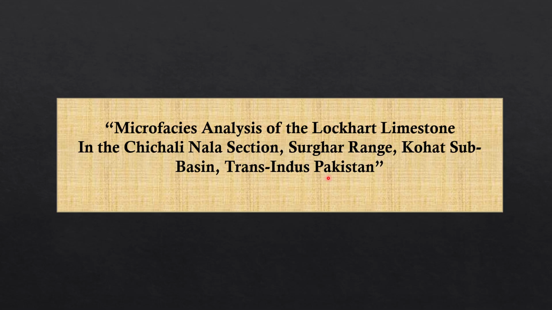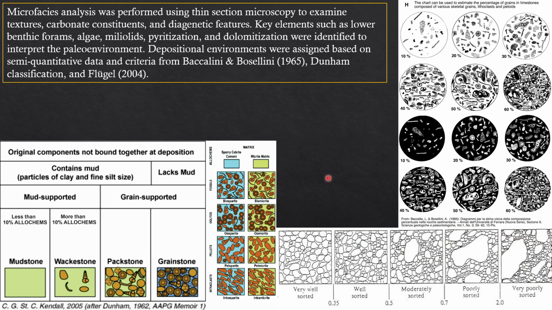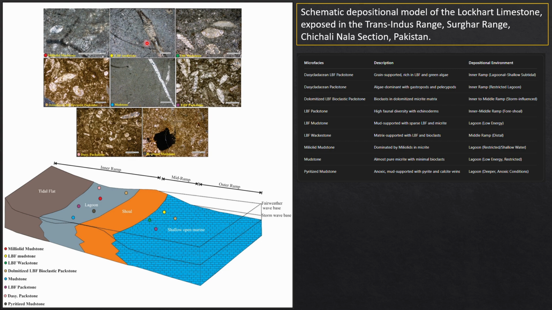Firstly, we study the microfacies of the Lockhart limestone in the Chichalina section. For this, we use the Basilina and Buselli chart and the Dunham classification for paleoenvironment analysis and paleoclimatic reconstruction. So we have different features like pyritization, microfacies, dolomitization. We have different biostratigraphy, algae, and miliolids that we can find in these thin section plates.